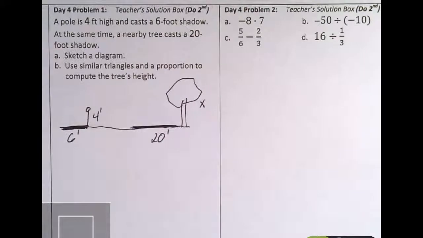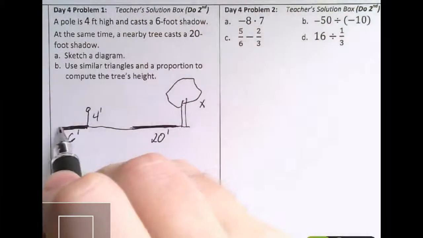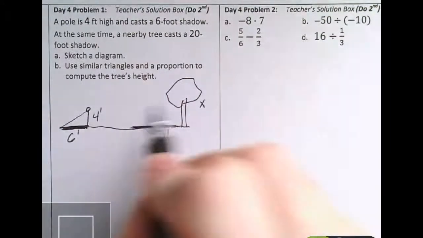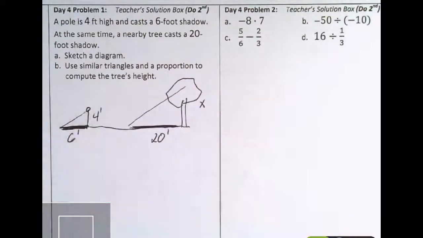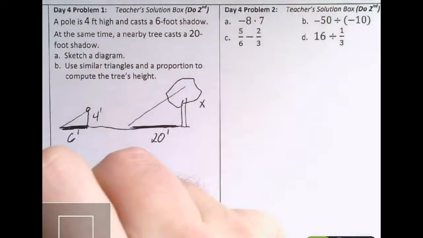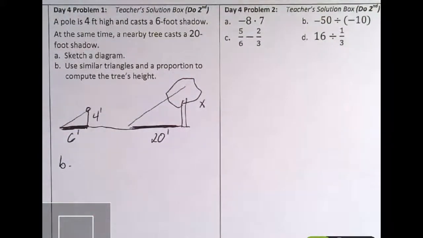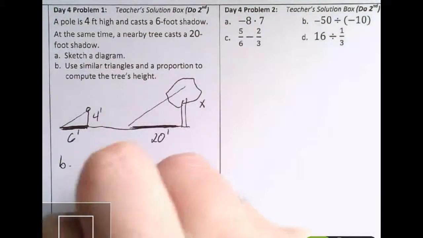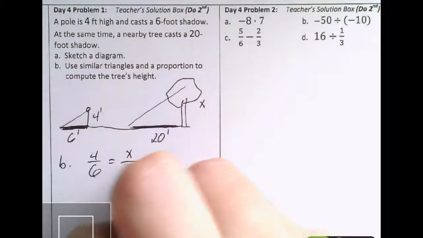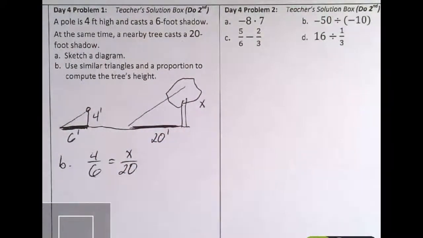Now it says to use similar triangles. So to complete a diagonal on both of these triangles, now we have a large triangle and a small triangle, similar right triangles. So in question B, we can create a proportion to relate the measurements in this drawing. So 4 compares to 6 as X compares to 20. This proportion is an equation which we can solve for X with one step of work.